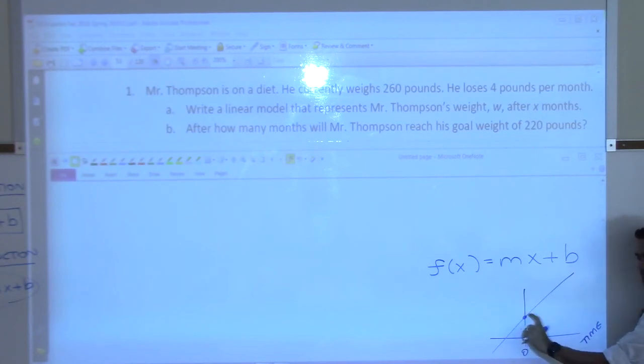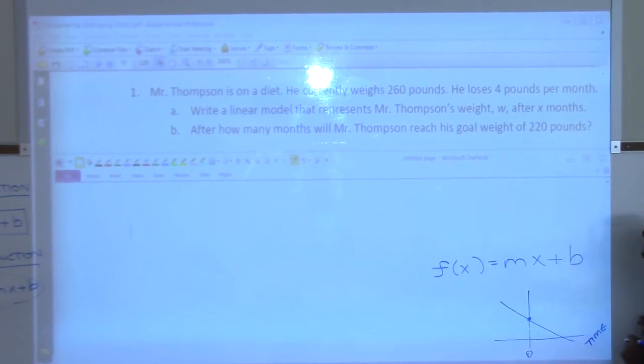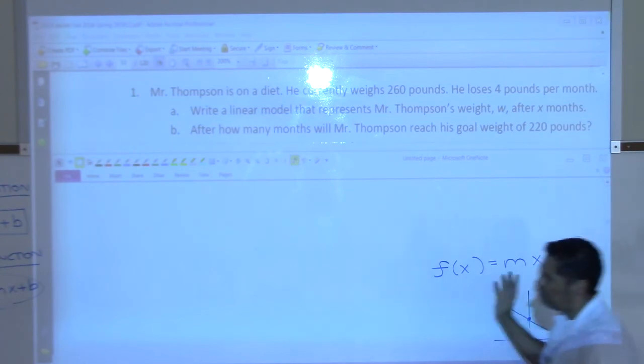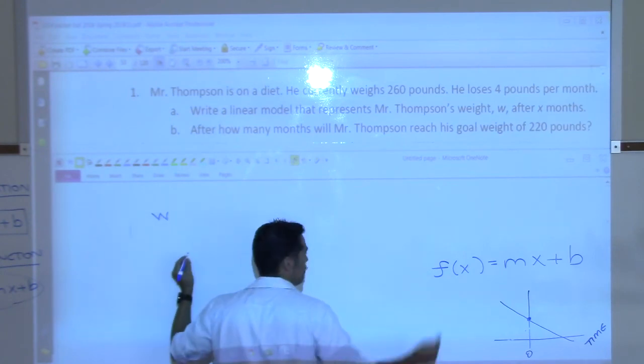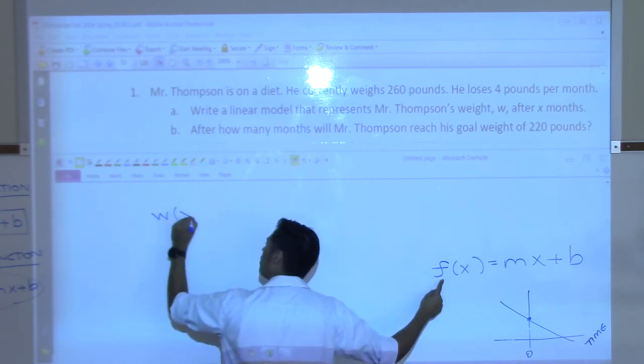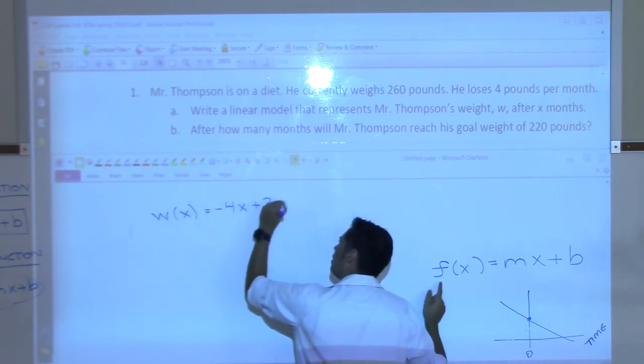Does that make sense? Now actually, he's losing weight, not gaining weight, right? So it should go like this, shouldn't it? Yeah. So as time goes on, his weight should go down. So that means that the slope of this line should be negative, and where does that number come from in this problem? The 4 pounds, right? So let's write it down. This is our first example, but watch the way I write this. Instead of writing F, I'm going to write his weight is a function of X. It is negative 4X plus 260.